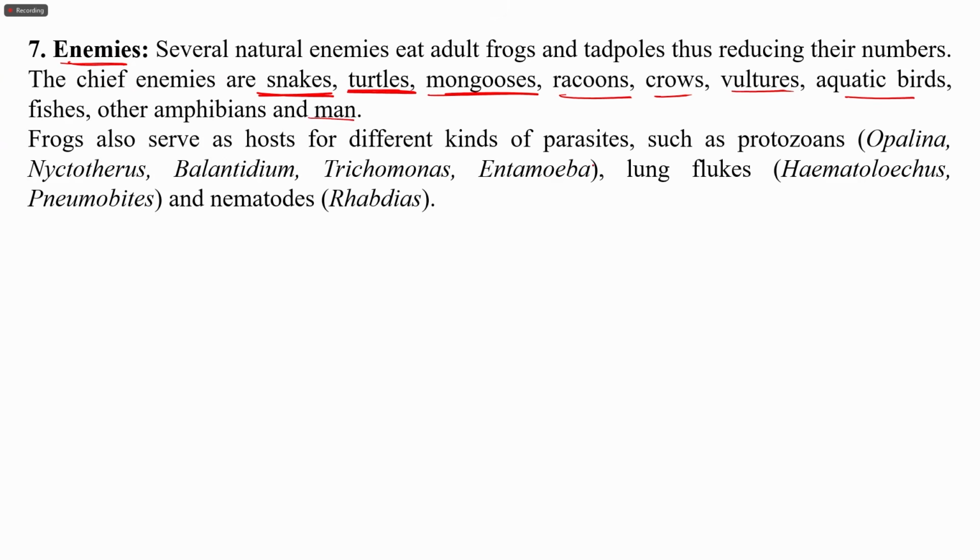Frogs also serve as host for different kinds of parasites. It acts as a host for protozoans like Opalina, Nyctotherus, Balantidium, Trichomonas, and Amoeba. That is, it carries these parasites on its body. Other examples for which it serves as a host are lung flukes and nematodes like Rhabdias.